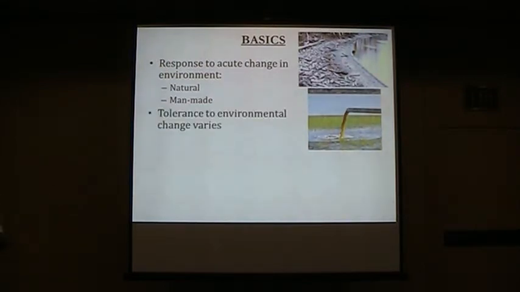The other thing that affects or influences the type of fish kill that you find is the variation in tolerances to environmental change. So depending on the fish that you have in your pond or lake, depending on the species, you might find that some species are more susceptible to certain types of change than others.